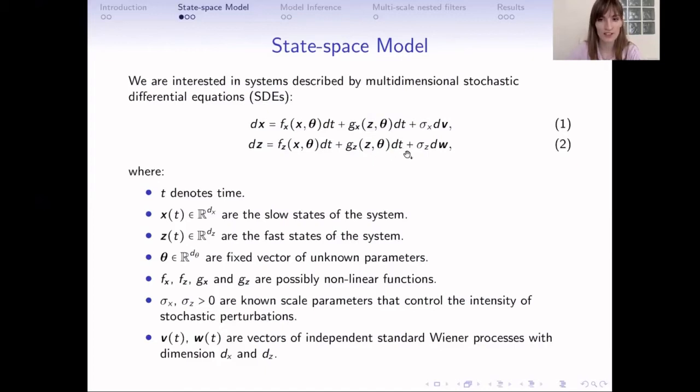We have these scale parameters, sigmas, that control the intensity of stochastic perturbations. And we have also V and W that are vectors of independent standard Wiener processes with the dimension of the slow state variables and the fast state variables.